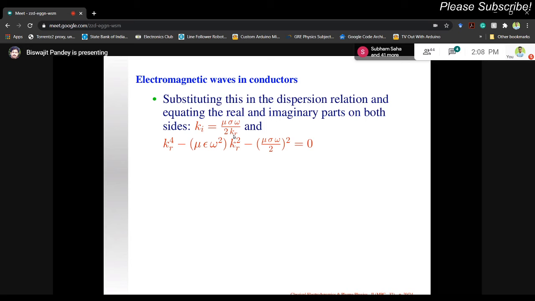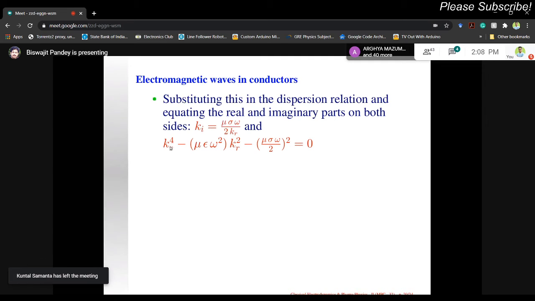Since I cannot write down all the steps in the slides, if you have any difficulty, I can send you the calculations. It's straightforward. If you equate the real parts, that will give you this equation. Now you see, this second equation is a quadratic equation in kr square. If I write kr to the power 4 as kr square, then it is ax square plus bx plus c. And if you just look at the values of a, b, c, you can find the solution.